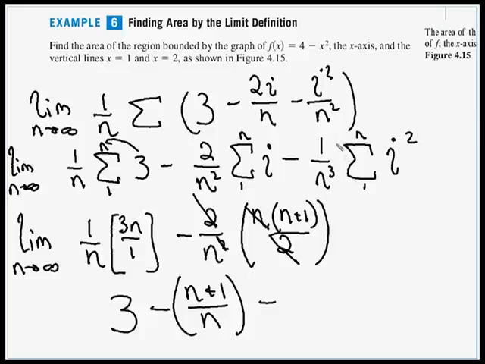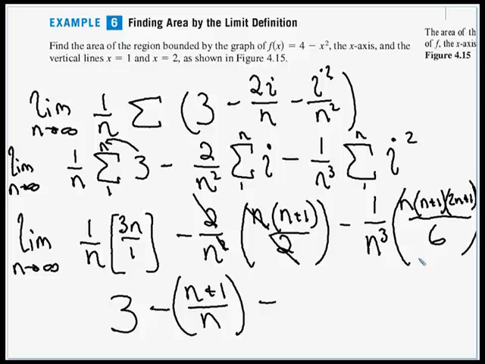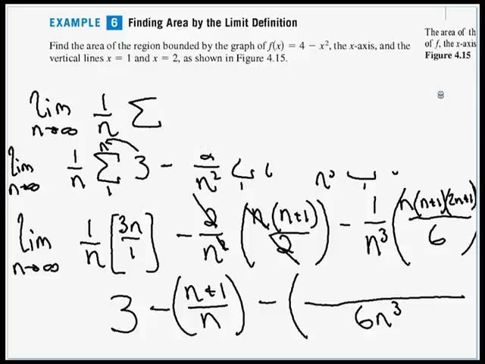And then minus, our last term here is 1 over n to the third. And we replace i squared with n times n plus 1 times 2n plus 1, all over 6. So let's see, this is going to be a tricky one. Our denominator is going to be 6n to the third. And the numerator, I'm going to do a little scratch work up here.